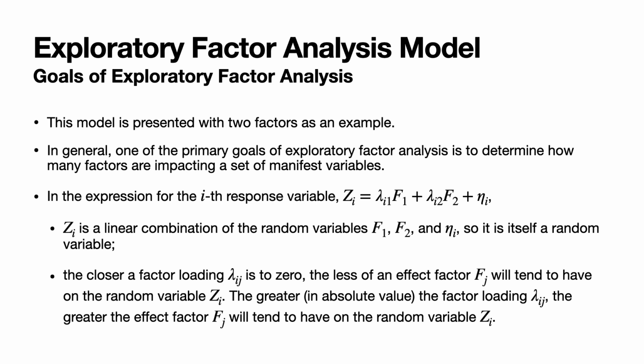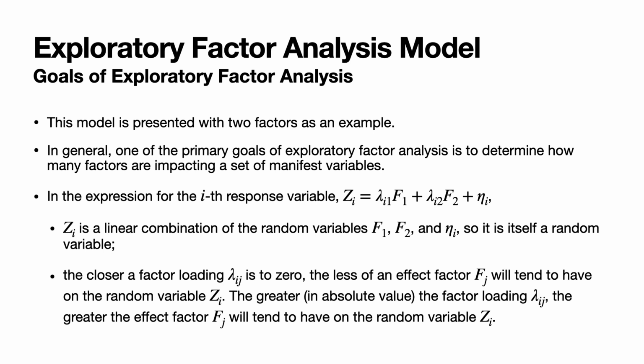Now let's talk a few minutes here about the goals of exploratory factor analysis. This particular model is presented with 2 factors just as an example, but in general, one of the initial and primary goals of doing an exploratory factor analysis is to determine how many factors you actually have. How many latent constructs? And again, these are things that cannot be measured or observed directly. And so it's not clear how many factors exist. So how many latent constructs are impacting a given set of manifest variables?